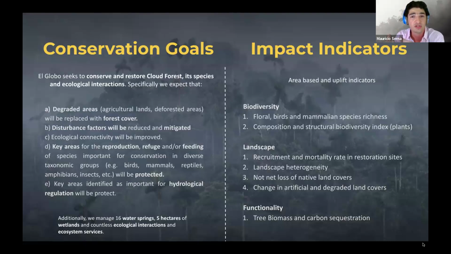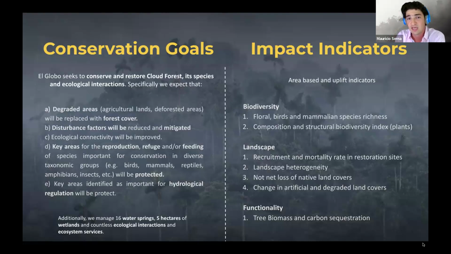And how will we protect it? We will measure impact indicators that are of two types. One of them is area-based, and the other ones are uplift indicators. So in terms of biodiversity, we'll measure floral, bird, and mammalian species richness, and we will also measure vegetation composition and a structural biodiversity index in plants.